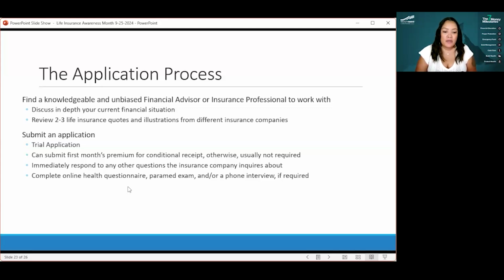Insurance companies, when they get your application, then it goes through an underwriting process. So you typically will sign off a HIPAA authorization form.